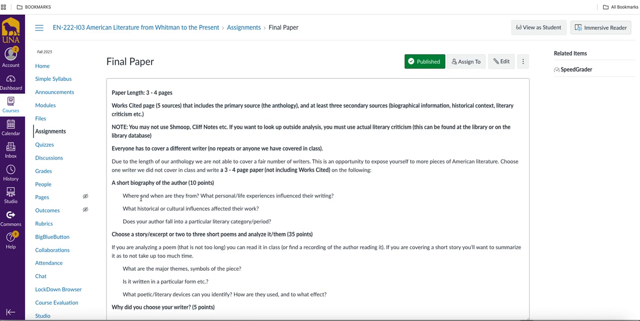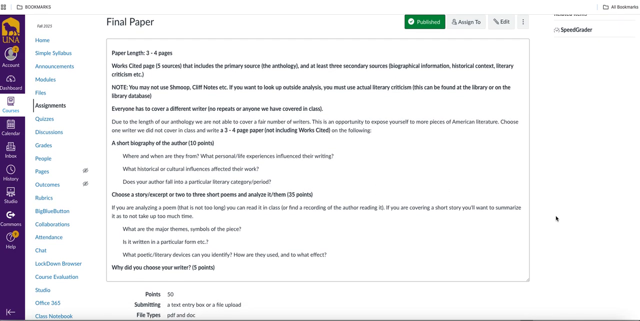So essentially, the paper has a couple components, right? The main component, I have it all broken down here. It's only 50 points, remember, because then you'll have your final exam, which is another 50. First, a short biography of the author. Remember, some people's historical and biographical contexts have very much informed their work. Did they fall neatly or messily into a literary movement, etc.